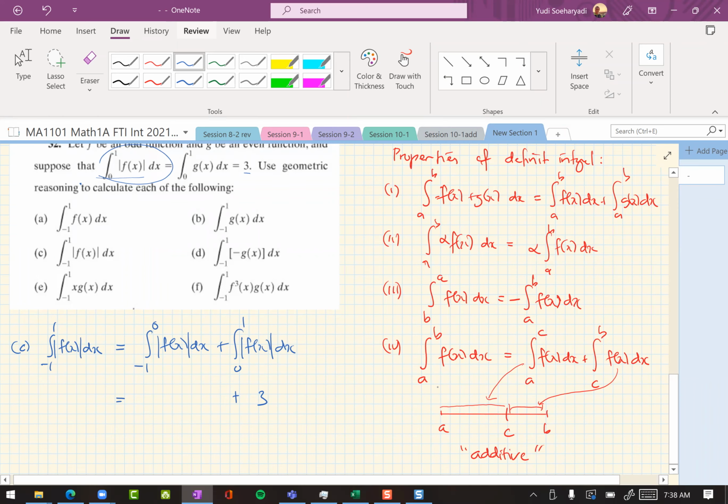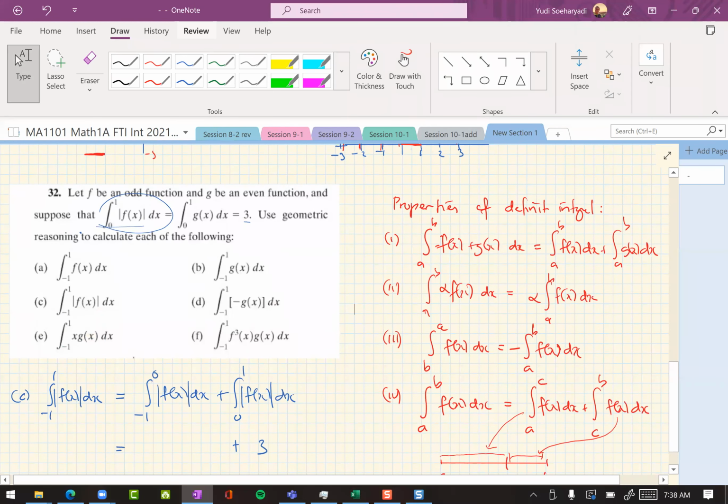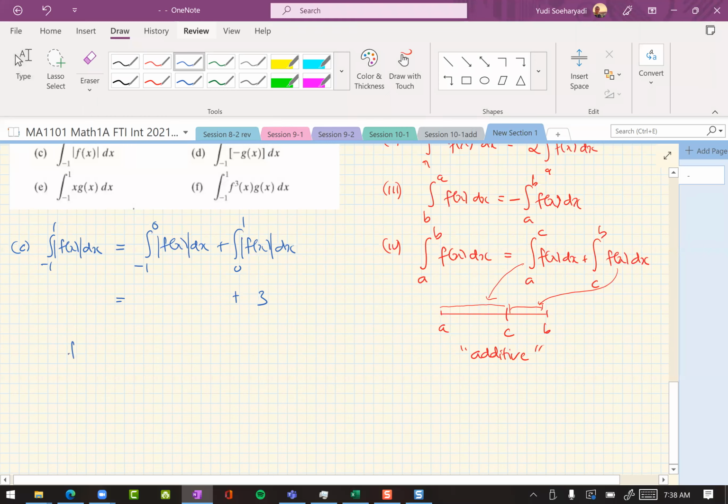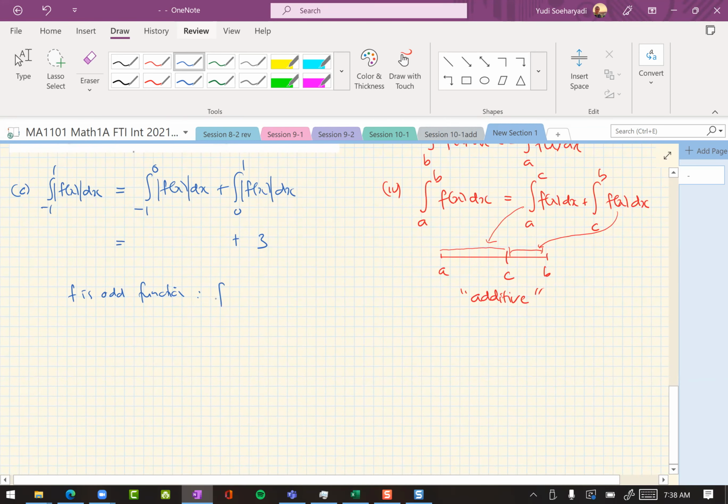All right, since we know that f is an odd function. What is an odd function? Remember that for an odd function, if you compute f of minus x, then you get this. So the value of f at the negative is the same as the negative of the positive one.